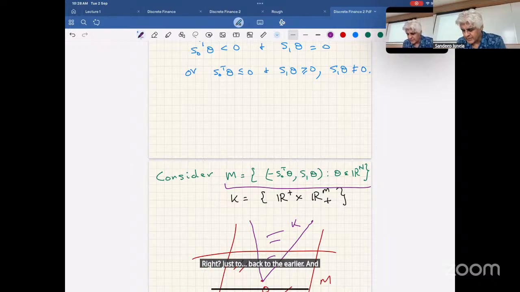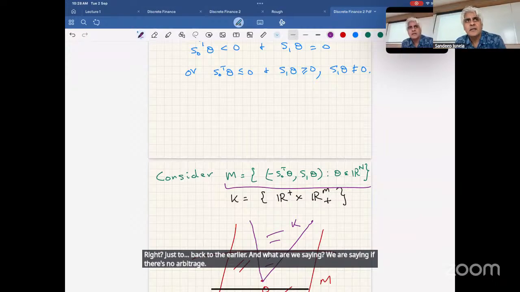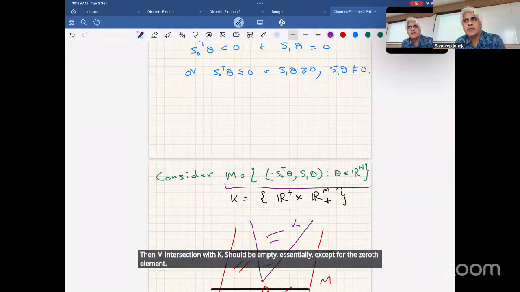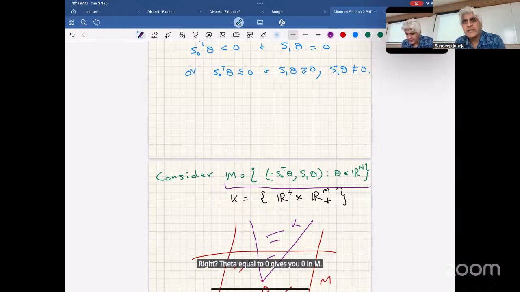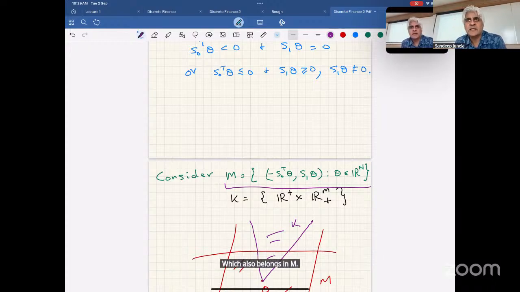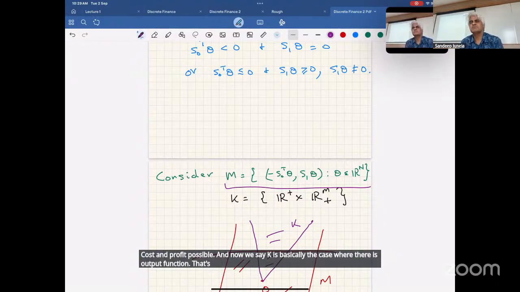And what are we saying? We are saying if there's no arbitrage, then M intersection with K should be empty, except for the zeroth element. Theta equal to 0 gives you 0 in M, and K contains the zeroth element. But otherwise, these two should be empty. There should be no non-negative, non-zero point in K which also belongs in M, because that would mean there's an arbitrage. M is considering all the pairs of payoffs possible, like cost and profit. And K is basically the case where there is arbitrage, because you have some money for free.